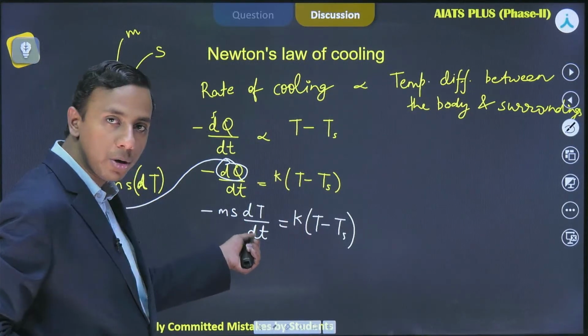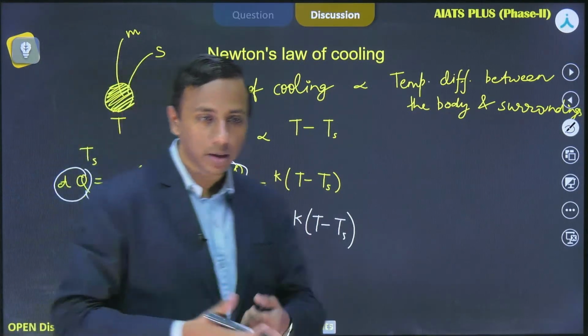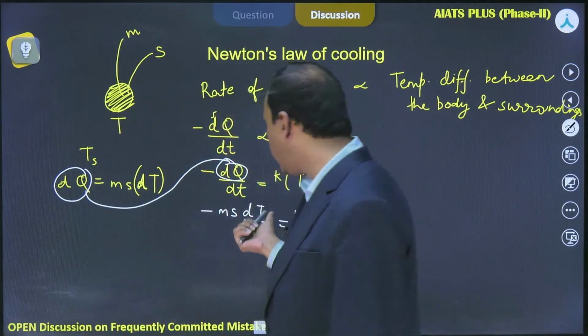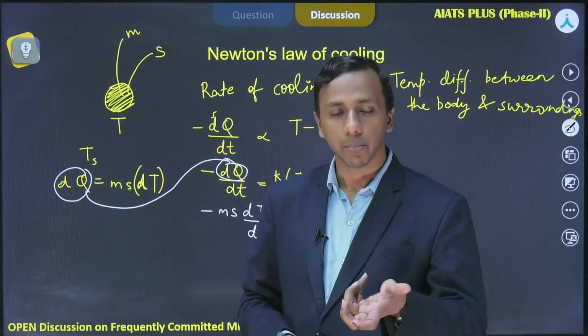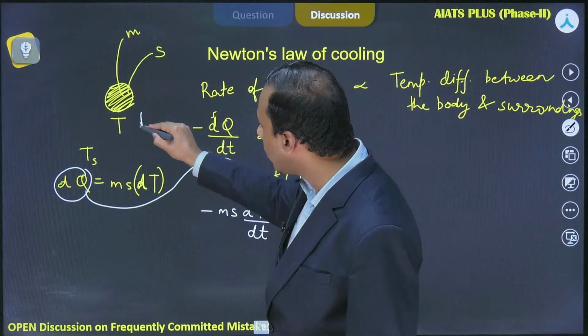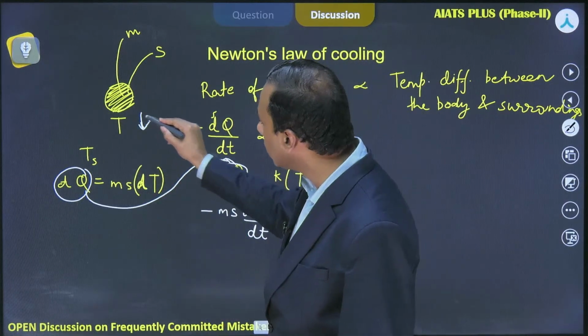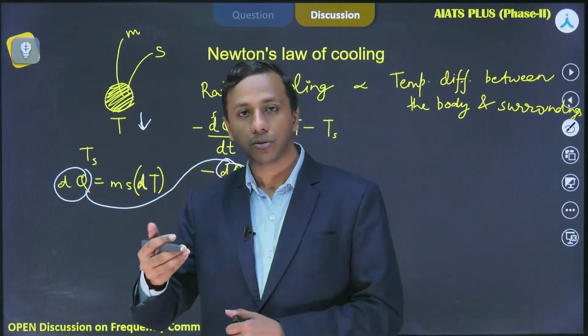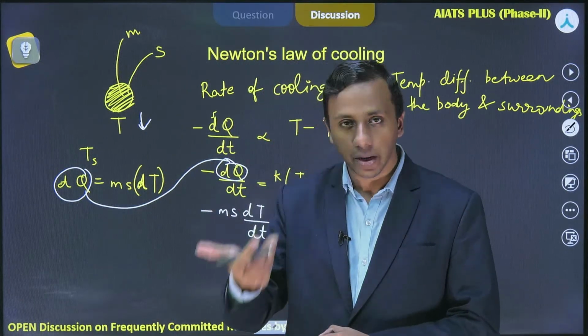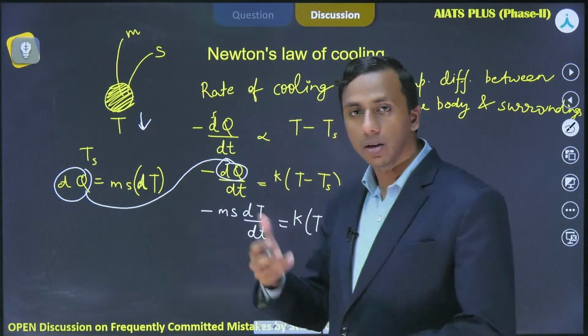M and S I already told you. dt, let me tell you again, dt is the change in temperature, okay? So minus dt, you can call it the fall in temperature of this body, right? Because the temperature T is going to decrease, isn't it? I told you at the beginning that temperature of body is going to fall. So T is going to decrease. The change in temperature will be negative, minus dt will be positive.